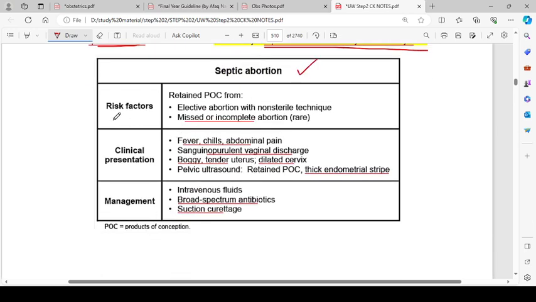Septic abortion. Risk factors are retained product of conception from elective abortion with non-sterile technique, or missed or incomplete abortion, which is rare. Clinical presentation is fever, chills, and abdominal pain.